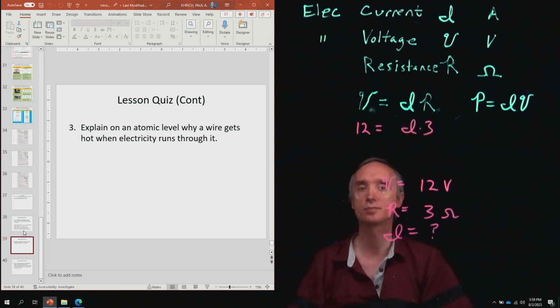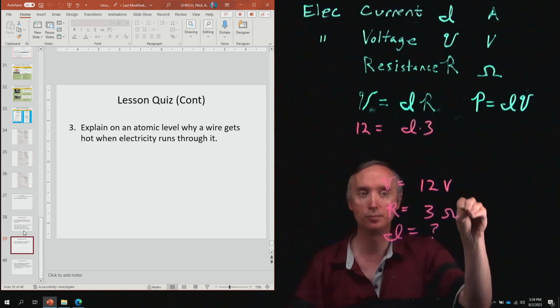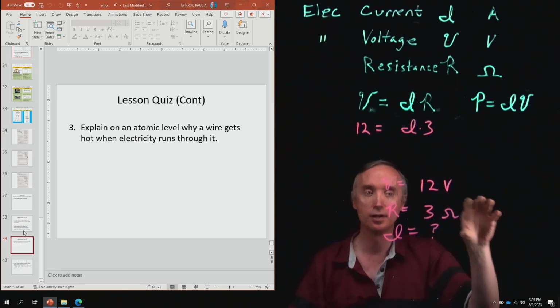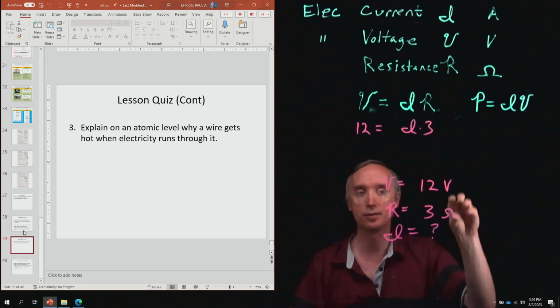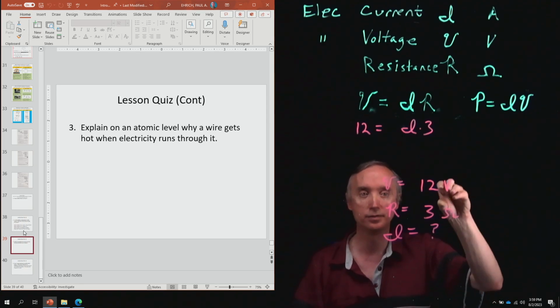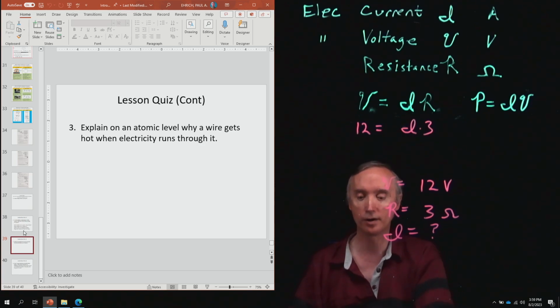Number 3, explain on an atomic level why a wire gets hot when electricity runs through it. So when electricity runs through a wire, the electrons are constantly bumping into the atoms that make up the wire. So they're giving their energy to those atoms, and when those atoms begin to vibrate, they give off that energy in the form of heat. So that's Joule heating. The wire is going to get hot.